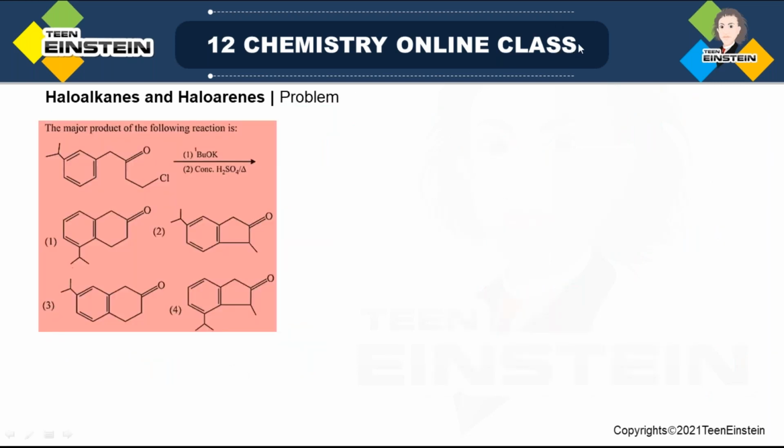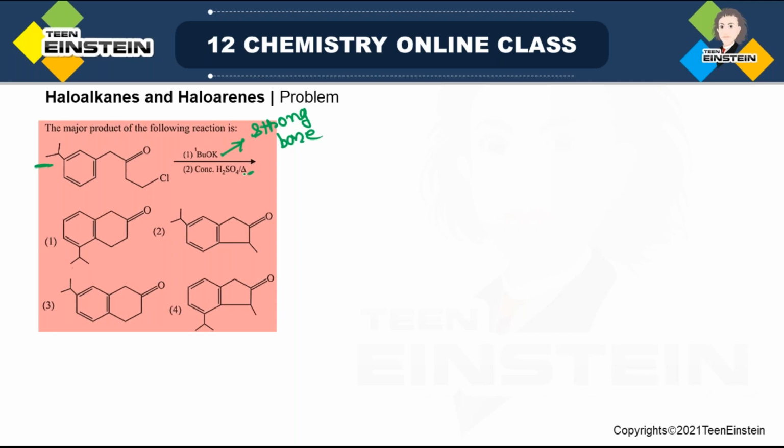Related to this, we have a problem here. We have to find the major product of the following reaction. In the starting material you can see an aromatic ring, an isopropyl group, and at the meta position CH2CO, then CH2CH2Cl. The first reagent is potassium tertiary butoxide, which is a very strong base. The second reagent is concentrated H2SO4, that means acidic condition along with heat.